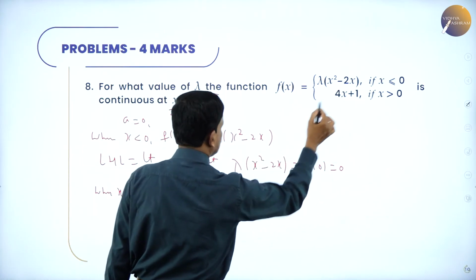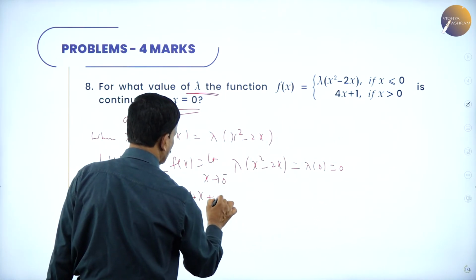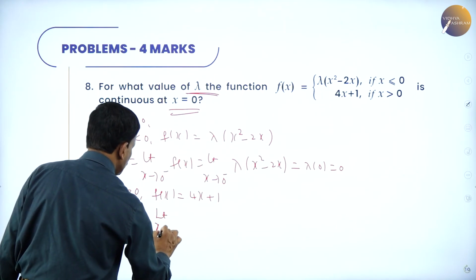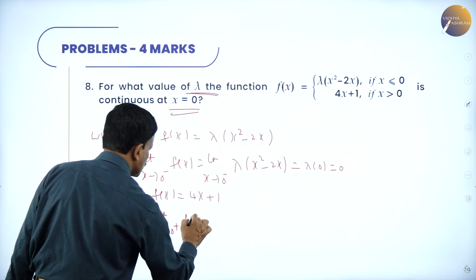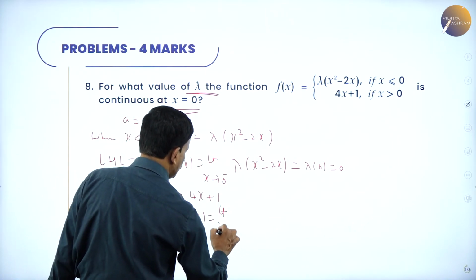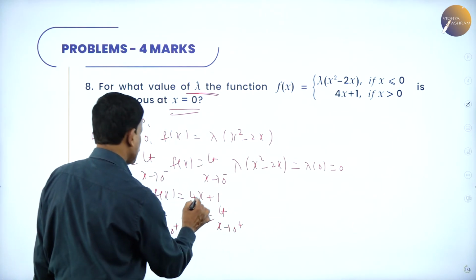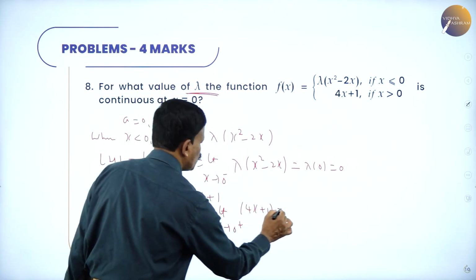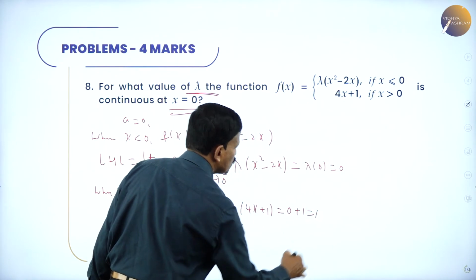When x is greater than 0, f of x is equal to 4x plus 1. You will get the right hand limit. Right hand limit is limit x tends to 0 plus f of x. This is limit x tends to 0 plus 4x plus 1. Put x is equal to 0: 4 into 0 is 0, plus 1 is equal to 1.